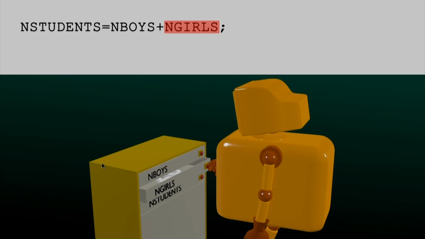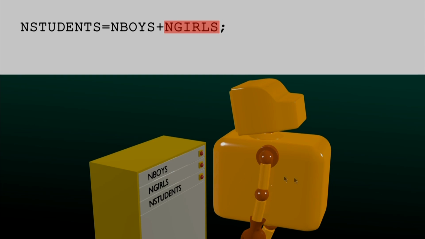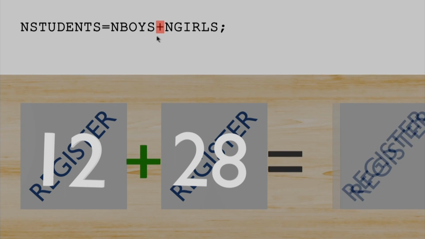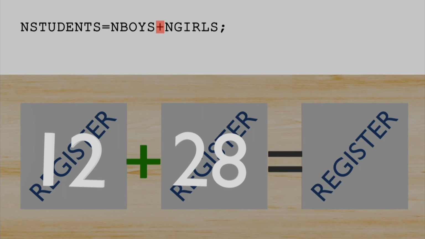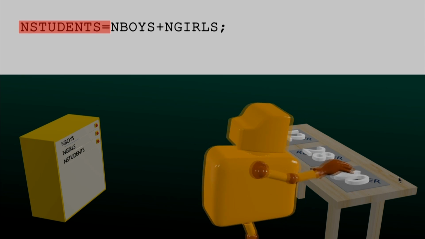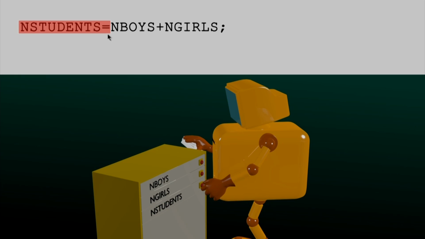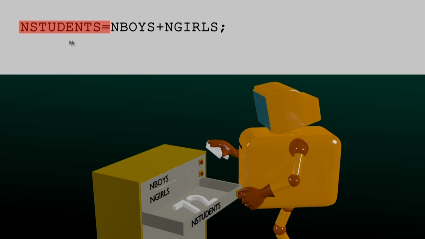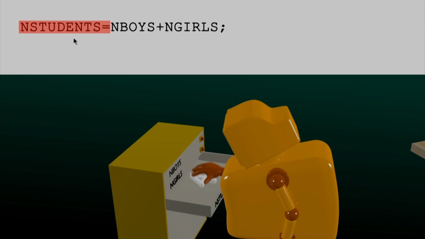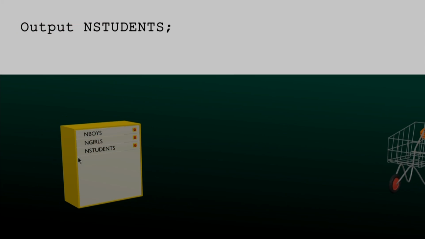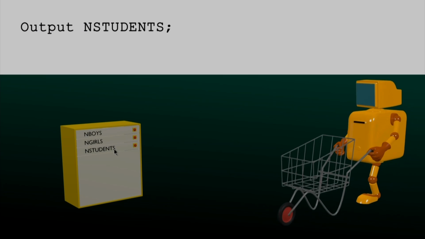Having got both these values on his workbench, now he proceeds to do the calculation represented by this symbol plus. So he will calculate the sum total of 12 and 28 to get the value 40. Now he looks at the left hand side of the assignment operation, and it notes that it has to put the value of n students into this location. So the new value 40 is now inserted in the location for n students.